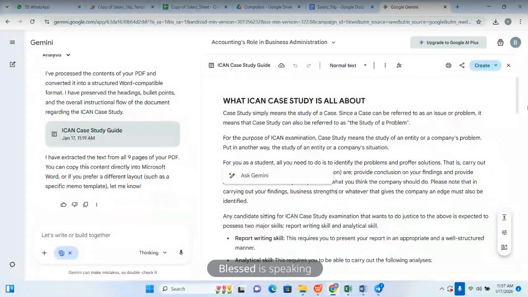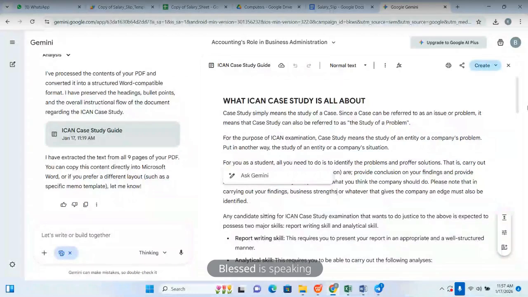Case study simply means the study of a case. Since a case can be referred to as an issue or problem, a case study can also be referred to as a study of a problem. For the purpose of the ICAN examination, case study means the study of an entity's or a company's problem. Put in another way, the study of an entity's or a company's situation. That is what case study is all about.